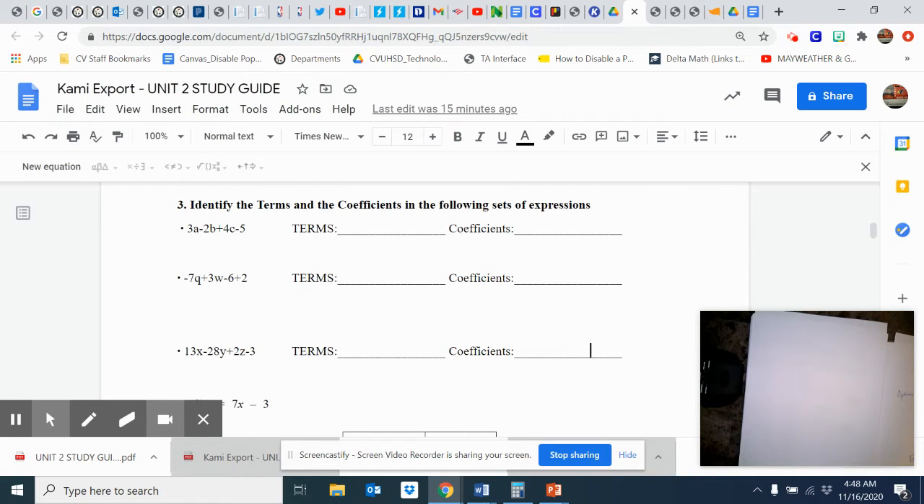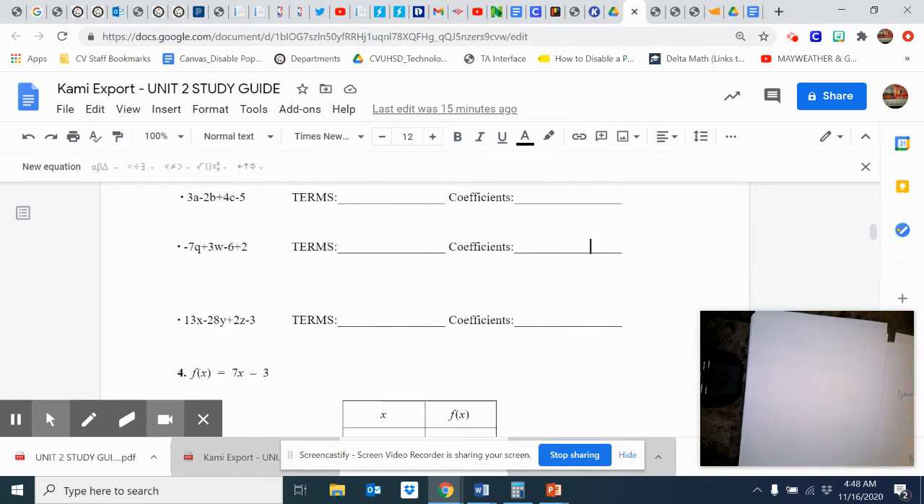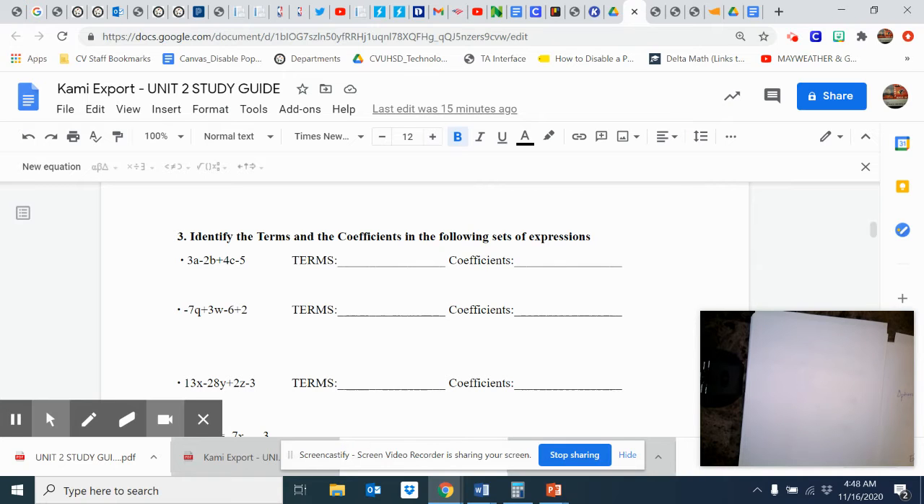We're going to do about 14 problems in this. All right. Here, remember that the terms for these are going to be 3a, 2b, 4c, and negative 5. Those are the terms. The coefficients are positive 3, positive 2, positive 4, not negative 5 because it doesn't have a variable.